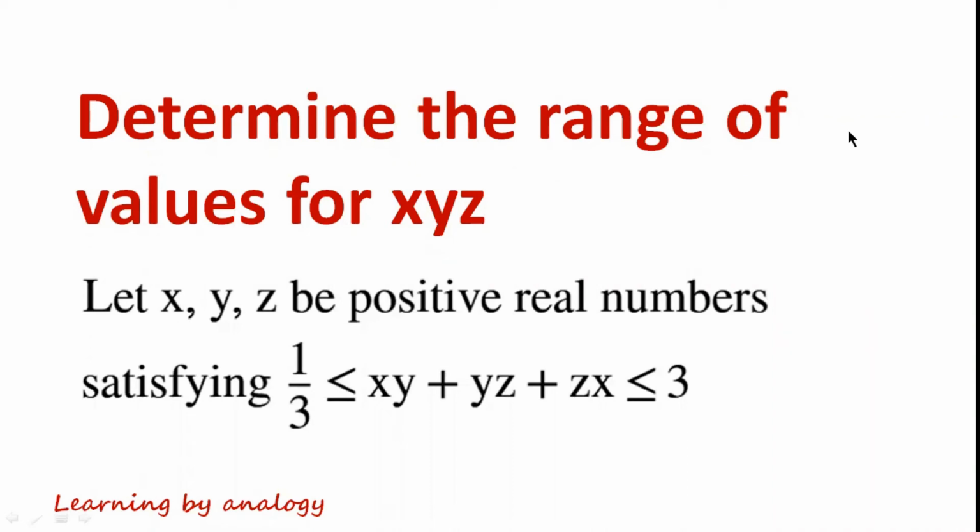Let x, y, z be positive real numbers satisfying 1/3 ≤ xy + yz + zx ≤ 3. Determine the range of values for xyz.